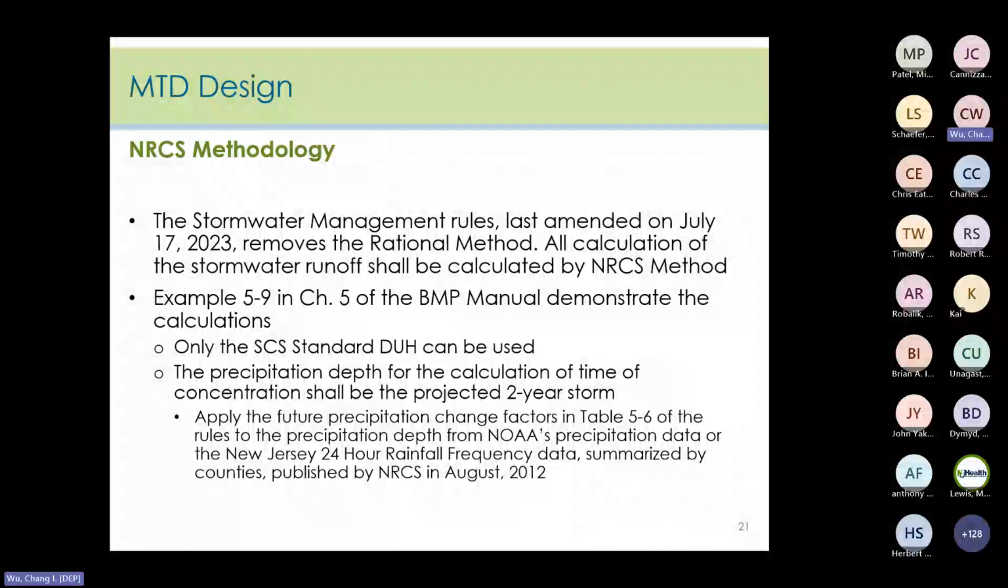And the precipitation depth for the calculation of the time of concentration should be the projected 2-year storm. Which means that you have to apply the future precipitation change factor in table 5-6 of the rules to the precipitation depth for NOAA or for the county data, and then you would get the projected 2-year storm.